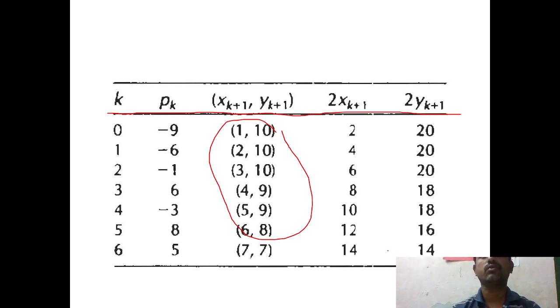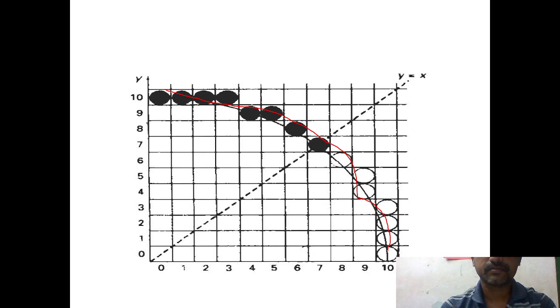So likewise we have to take x comma y, y comma x, x comma minus y, minus x comma y, minus x comma minus y, y comma minus x, minus y comma x, minus y comma minus x. Likewise we have to take all the values. Then we can produce the circle.